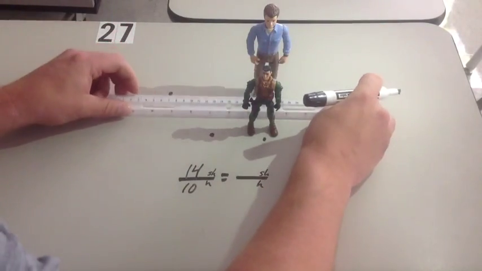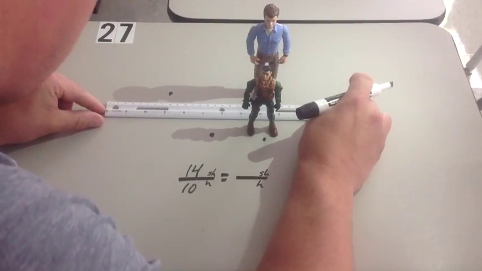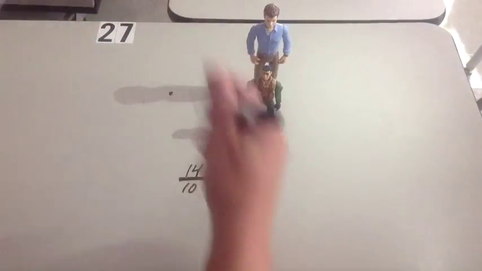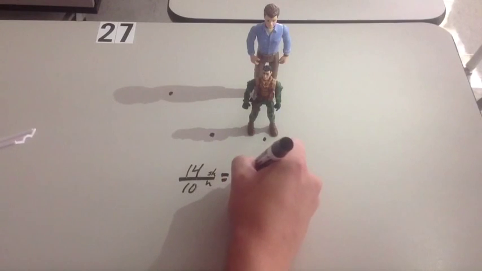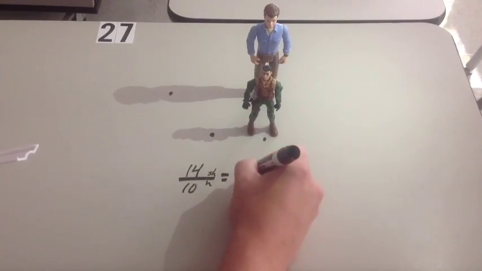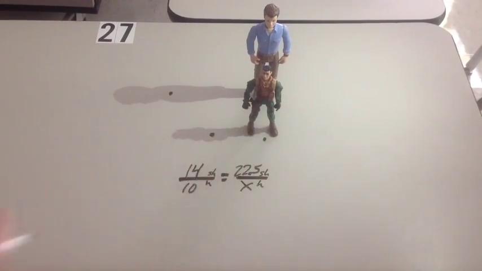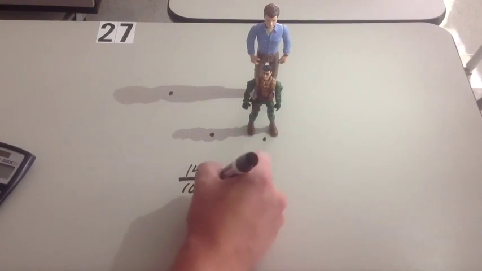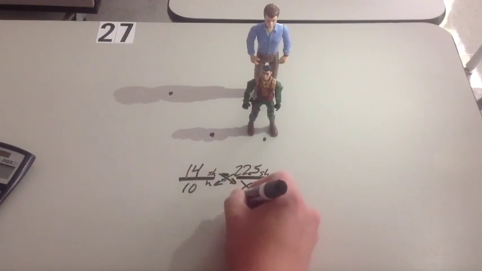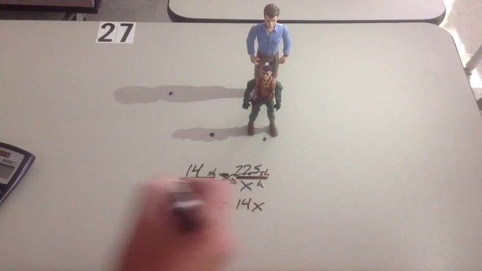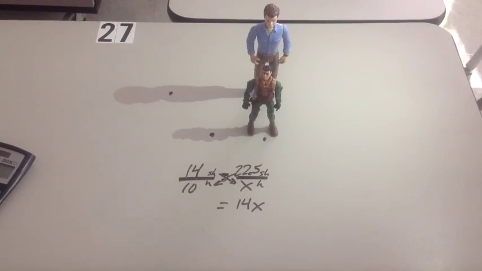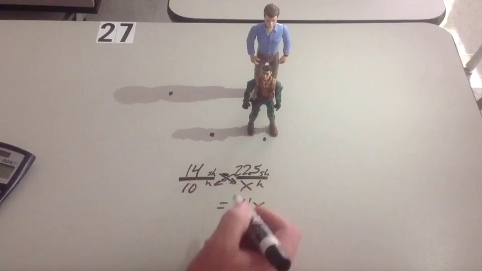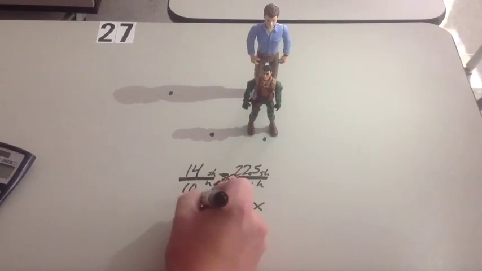So now let's check the shadow length of the tall figure. 22 and a half. Now what I should be able to do is solve my proportion and figure out what is the height of the tall person. Okay, so I'm going to do cross products, and I get 14x on this side. On this side, 22.5 times 10 is 225.